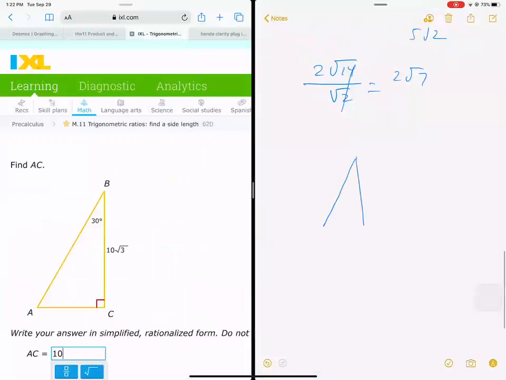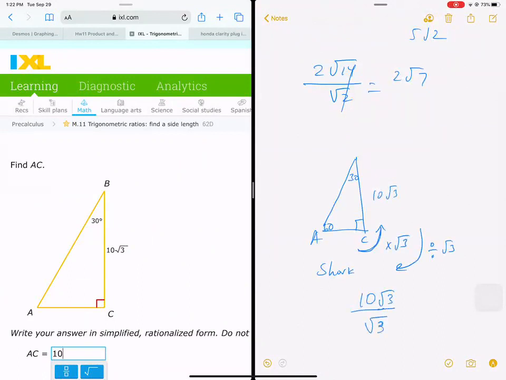So this is a 30, 60, 90 triangle. AC, 10 square root of 3. And the idea is you just have to learn how to do the patterns. So we said this is my short side. How do we get from my short side to my long side? We multiply by square root of 3. To go backwards, we divide by square root of 3. So 10 square root of 3, we said we divide to go back to the short side. That's just a 10.